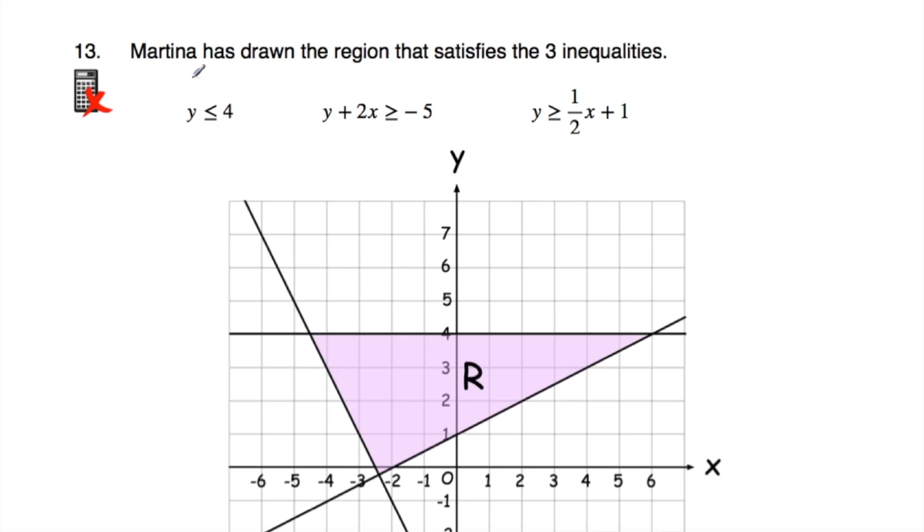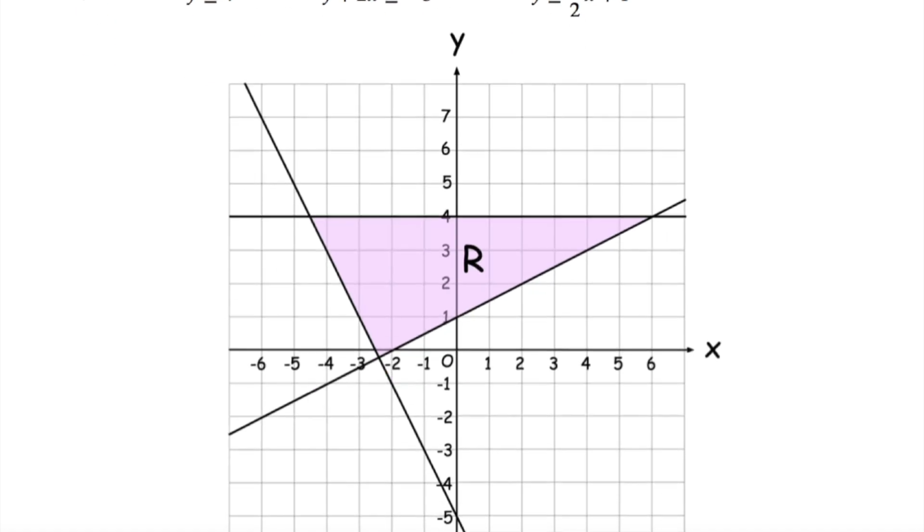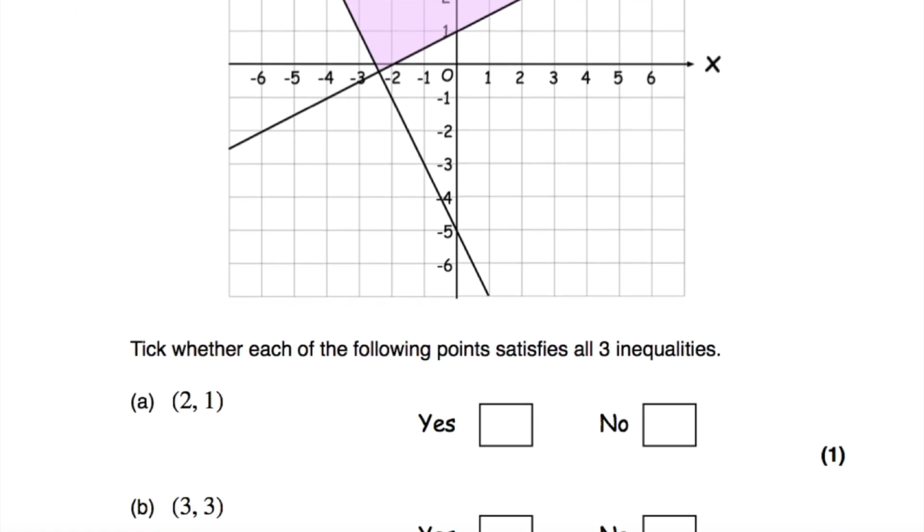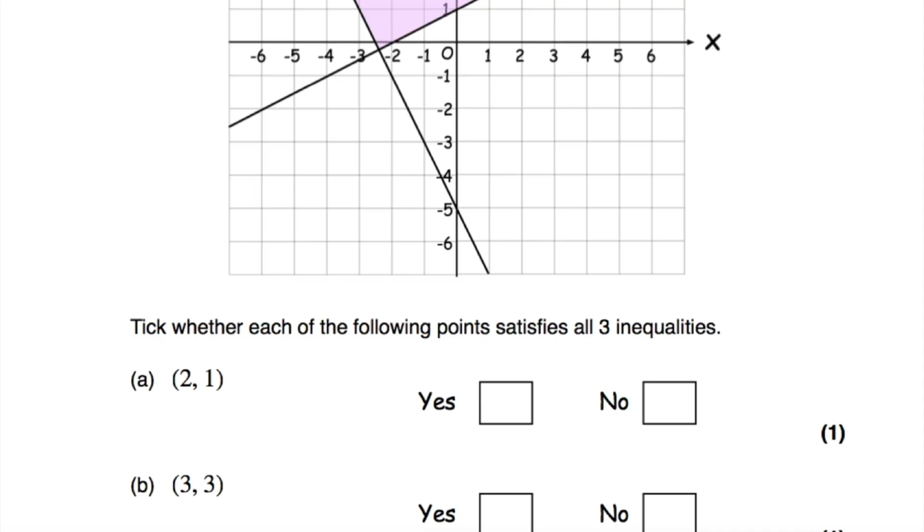So question number 13 says, Martin has drawn the region that satisfies three inequalities. y is less than or equal to 4, y plus 2x is greater than or equal to negative 5, and y is greater than or equal to a half x plus 1. And we've got this region here. And the question says, tick whether each of the following points satisfies all three inequalities.